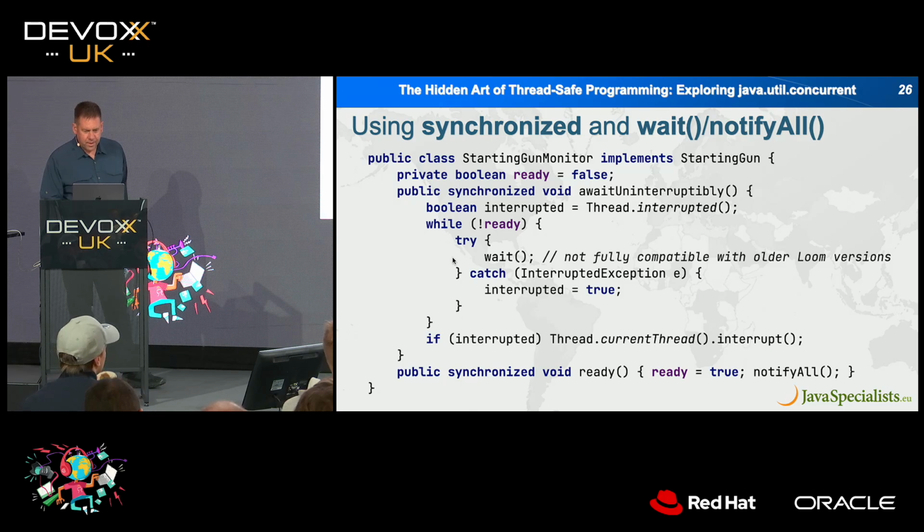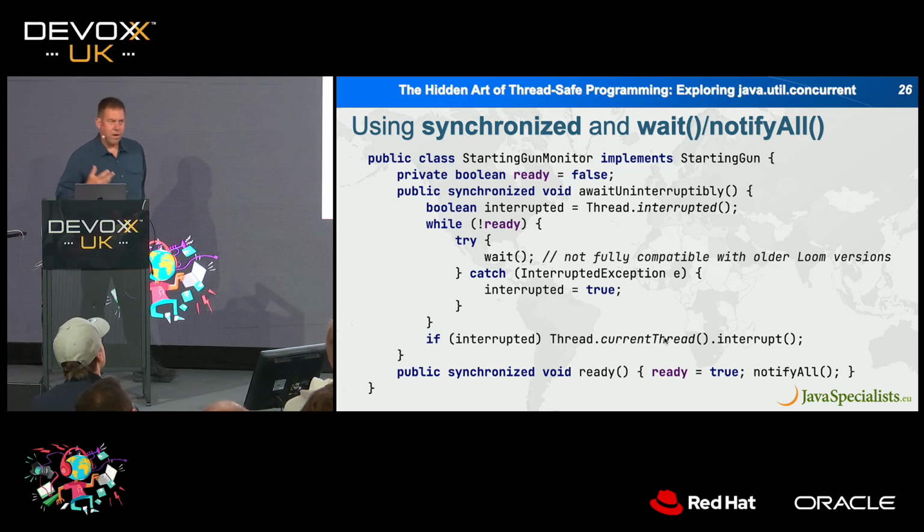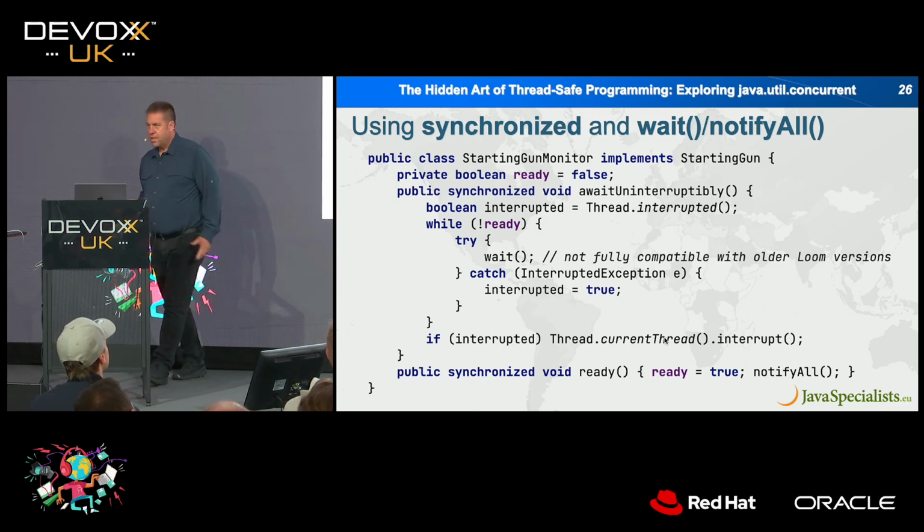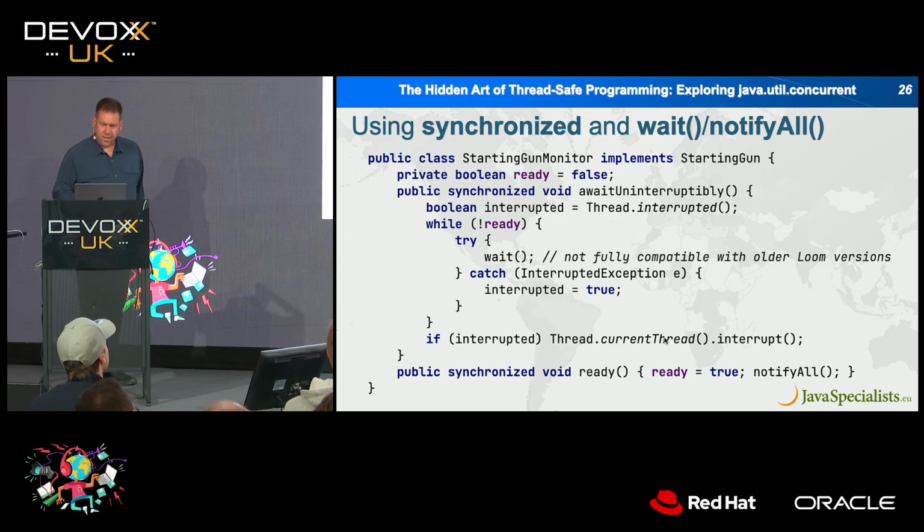And then once we exit the while loop, if interrupted, I'm going to reinterrupt my current thread and exit from there. So you don't lose the status, but you wait until you're fully ready. And then ready is again synchronized, set ready equals true, and wake everybody up who might be waiting: notifyAll. All right, fairly simple code, nothing too complicated here.